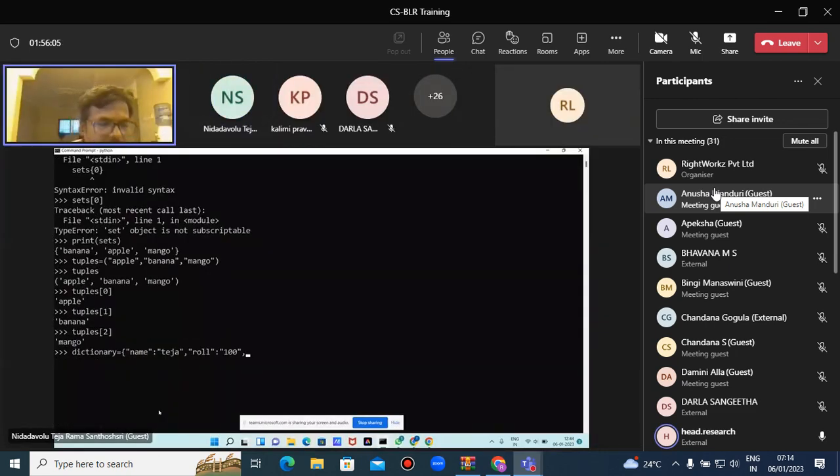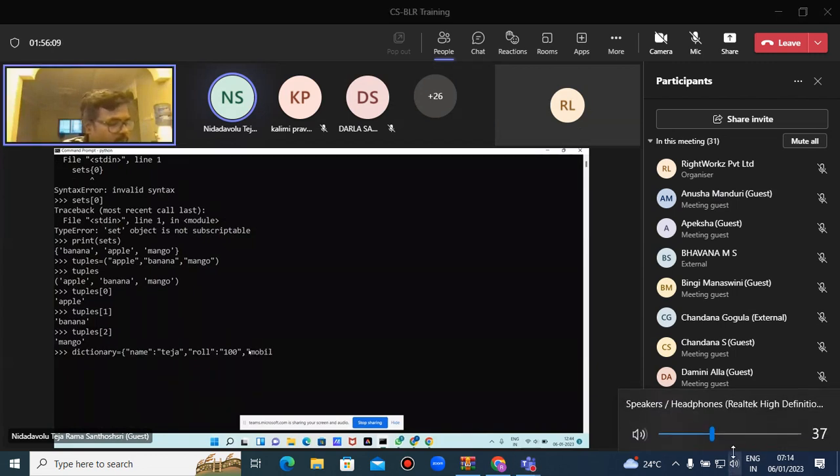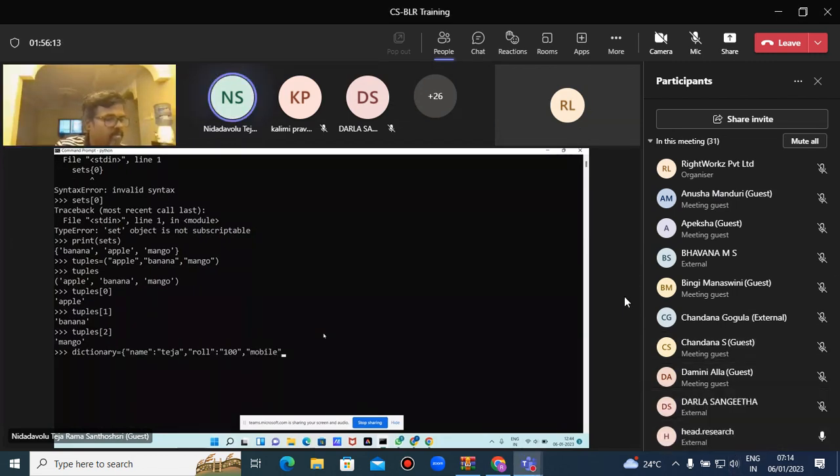Within the double quotes, mobile. Not in the double quotes, number is just remove double quotes. You can write just, correct. Mobile you can write 1, 2, 3, 4, 5. That's all. Now you can close the flower brace. Enter.